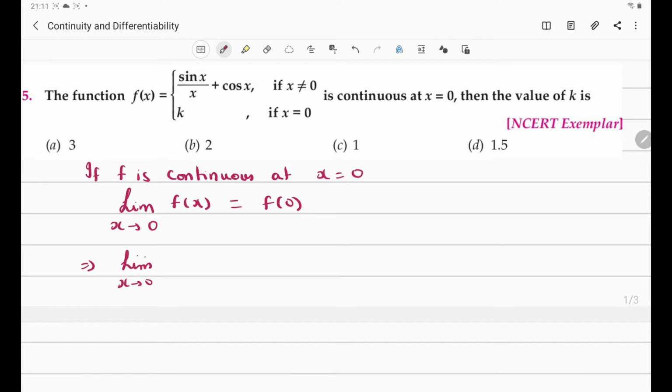x tends to 0, f of x is sin x by x plus cos x, that should be equal to f of 0, and f of 0 is equal to k. So, this implies sin x by x as x tends to 0 is 1 plus cos 0 is also 1 is equal to k, or k is equal to 2. So, the right option is k equal to 2. So, option B is the right choice.